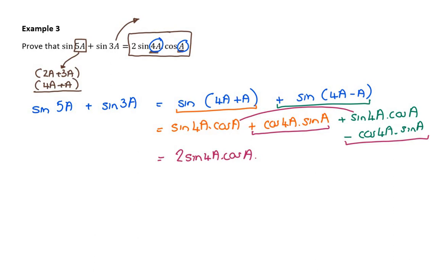So just a hint here, always look at where you're going. I'm trying to prove it's got something to do with 4a and a, which immediately tells me that my 5a and my 3a need to be rewritten using those two angles. Okay, let's try another one. This is a really important one. Example 4 is pretty much where we're going to pick up in our next lesson. So this question says, prove that cos 2 theta is 2 cos squared theta minus 1.